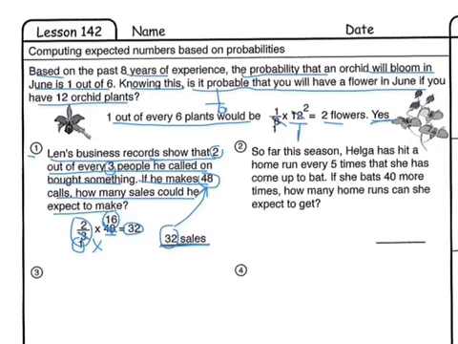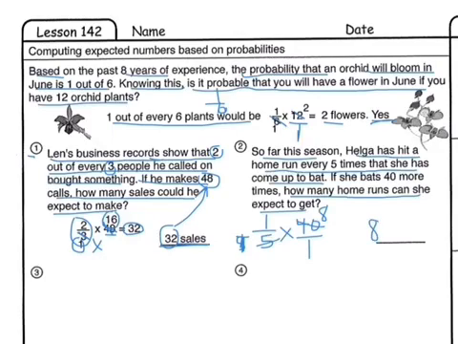Here we go, number 2. So far this season, Helga has hit a home run every 5 times that she has come up to bat. If she bats 40 more times, how many home runs can she expect to get? So that would be 1 out of every 5 times. She's going to come up 40 times, or 40 over 1. You can simplify by dividing 5 by 5 and 40 by 5. So, excuse me, that should be a 1 over there, not a 5. And then that's just 1 times 8. So you have the answer of 8 home runs.